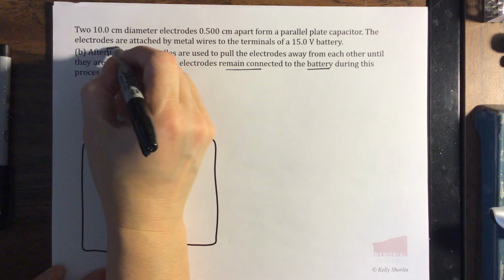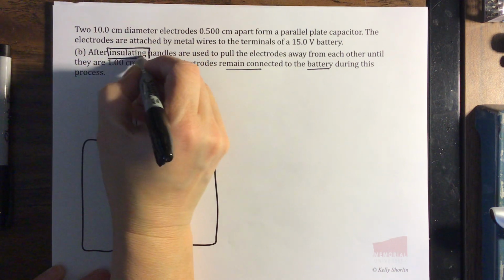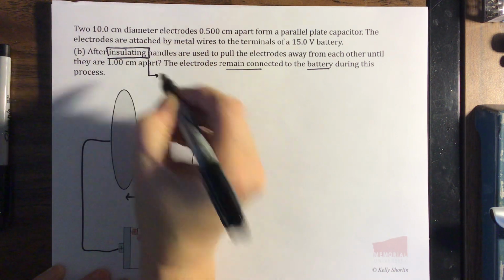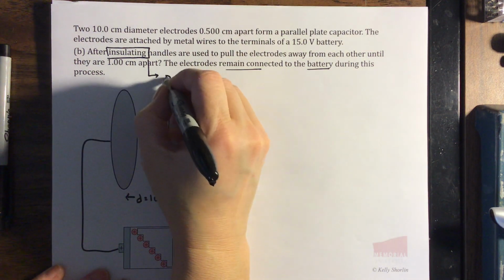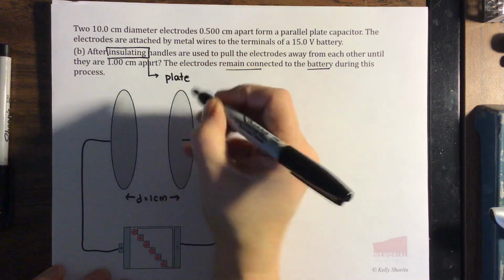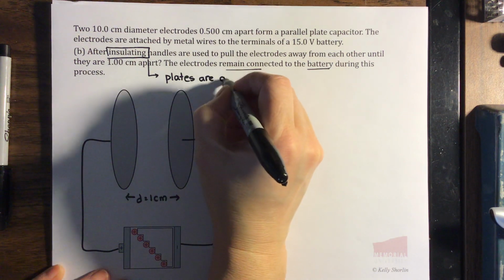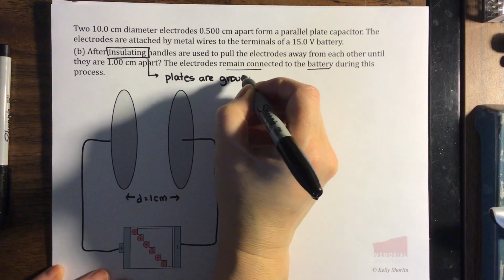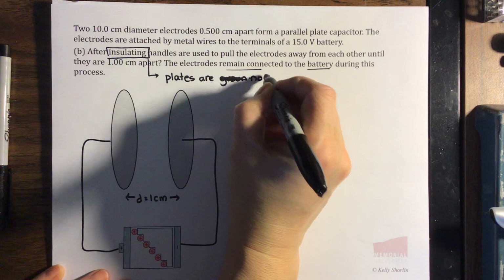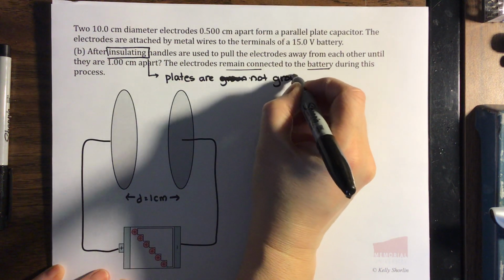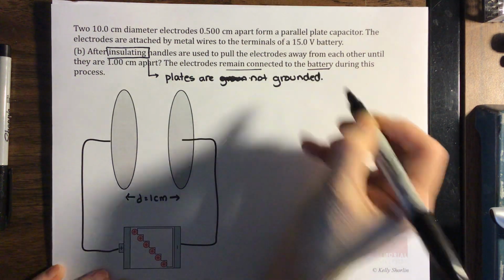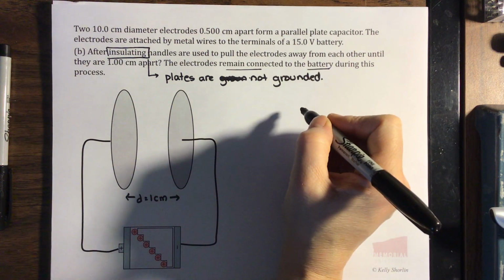The fact that we're using insulating handles tells us that the plates are not grounded. No charge flows off the plates into your hands. So the charge can't get away, it has to stay on the plates.